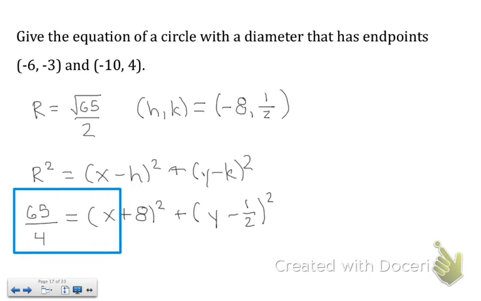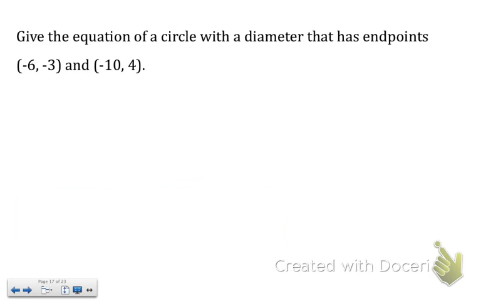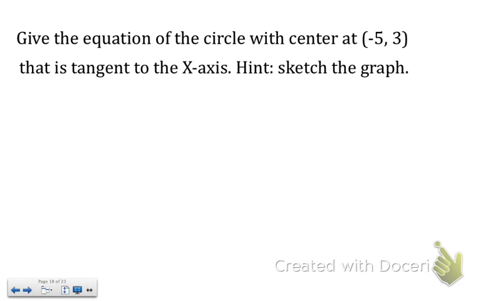Okay. That right there is the equation of the circle with a diameter that has endpoints (-6, -3) and (-10, 4). So remember, when you're finding equations of circles, you always need that center point and you always need the radius. If they don't give you those, you do have the tools in order to find them out. Okay, let's take a look at our next example.